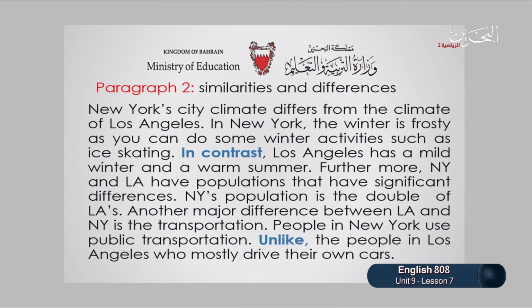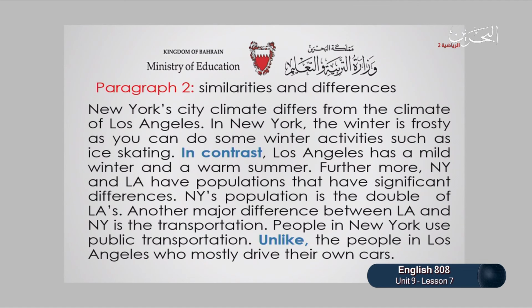Furthermore, NY, which is New York, and LA, which is Los Angeles, have populations that have significant differences. Again, pay attention. I am just generalizing the idea about the population. Here, I have to be detailed after mentioning this. Let's see. NY's population is the double of LA's. Here's another major difference. Now let's move.